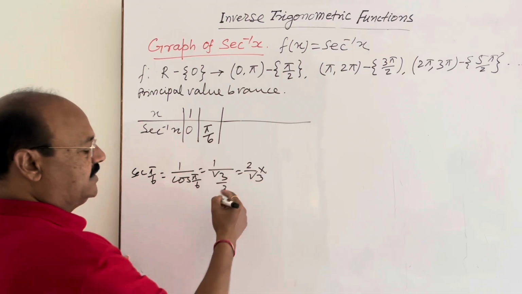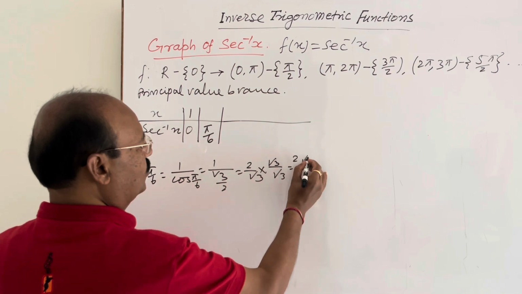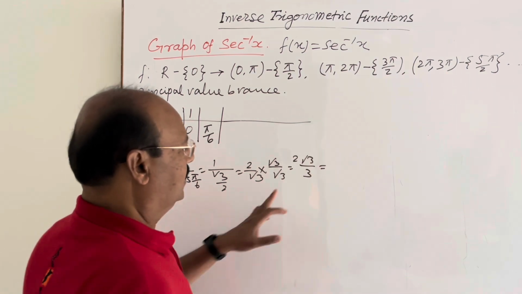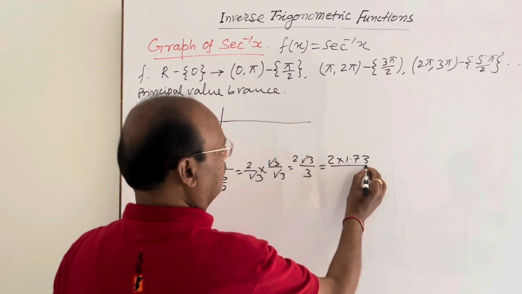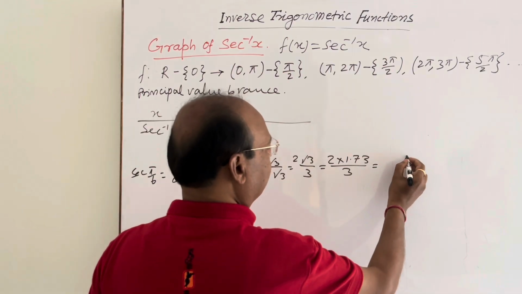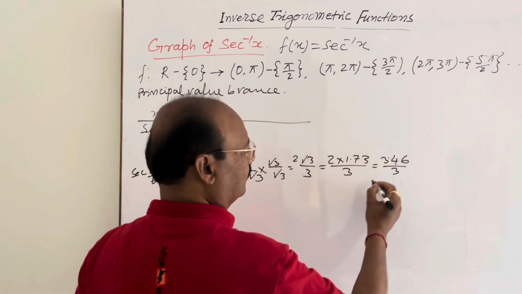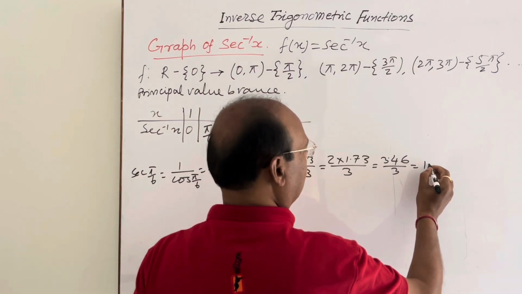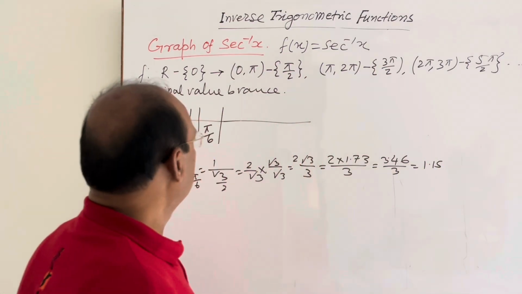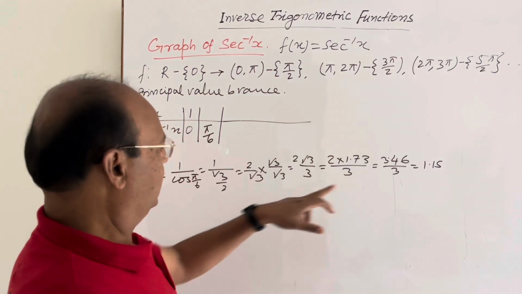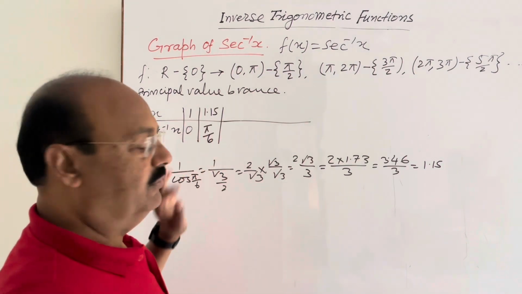Now we have to get the decimal form. So multiplying numerator and denominator with root 3, this is equal to 2 root 3 by 3. And root 3 is equal to 1.73, divided by 3. This is equal to 3.46 upon 3, and this is equal to 1.15. Correct? So therefore sec pi by 6 is equal to 1.15.